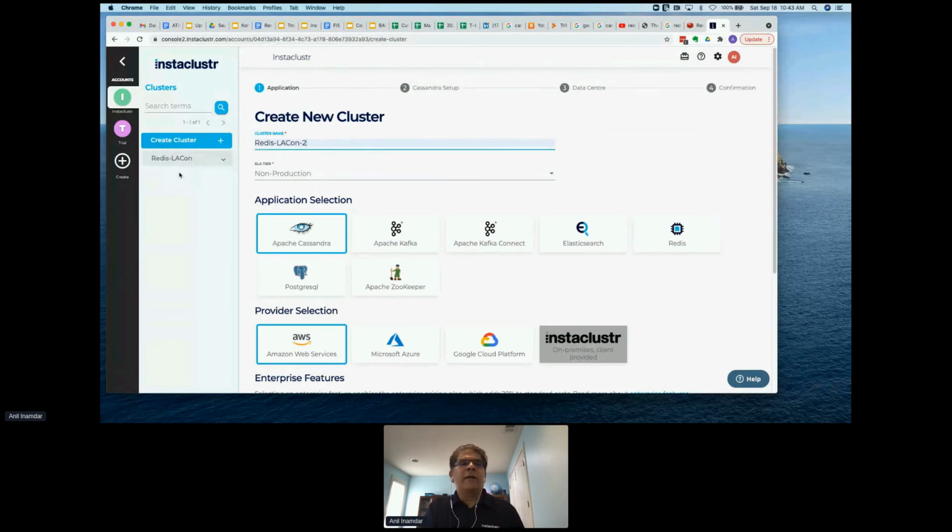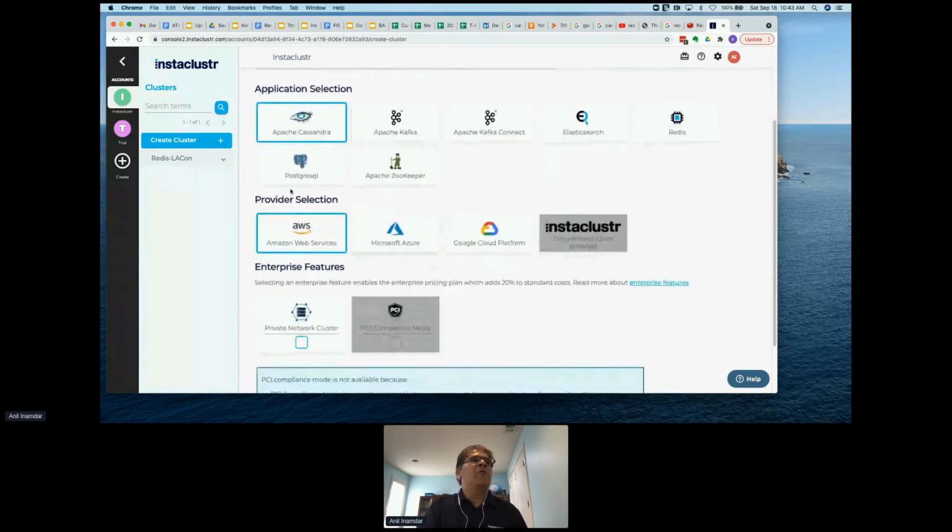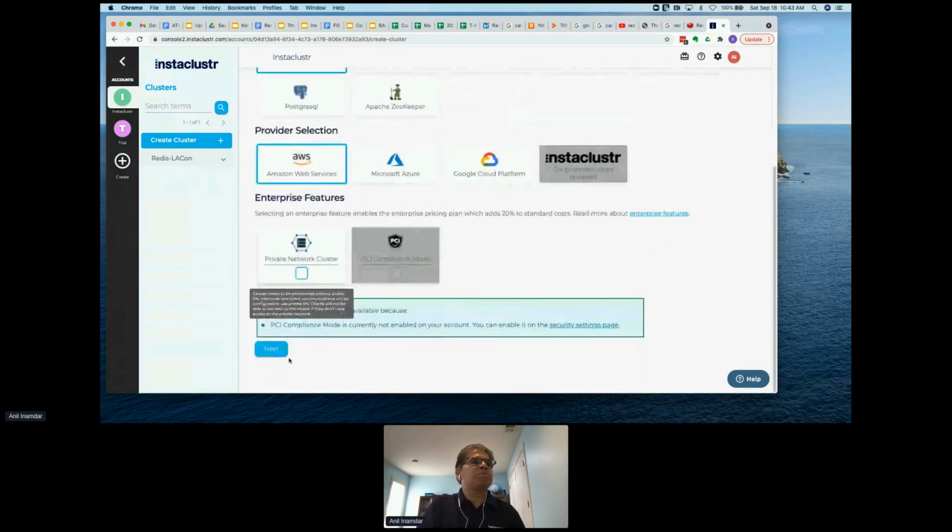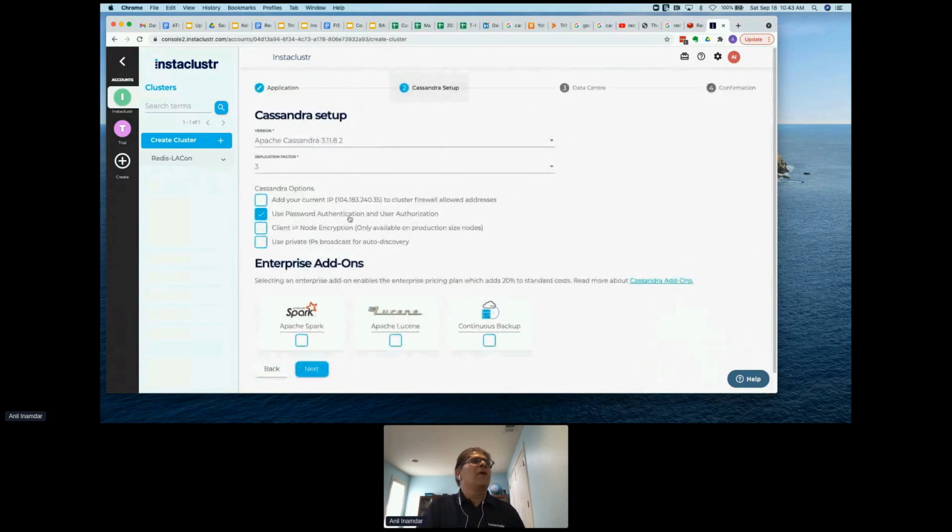I've already created a Redis LACon cluster yesterday because it takes 5 minutes. I don't want to waste time. So let's call it a non-production cluster. We can have this cluster on any of the platforms: AWS, Microsoft Azure, Google Cloud Platform. Let's go with AWS. Okay, now here, what did I do here? Sorry.